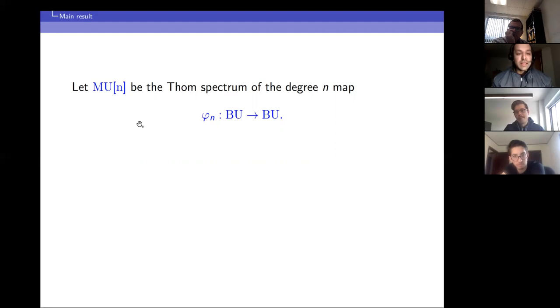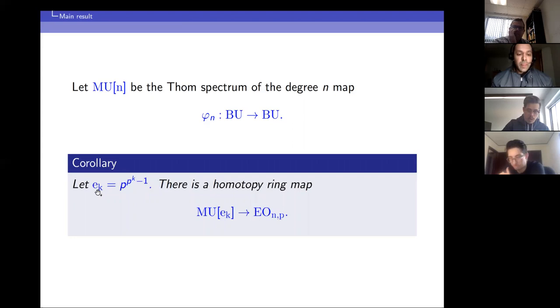And let us denote P to the K minus 1 by EK. And what we get as a consequence is that we have a homotopy ring map from mu EK into EONP. And this also follows from a general theory. I also want to emphasize that I don't think we can do anything better than a homotopy ring map, even though the domain and the range are both E infinity.